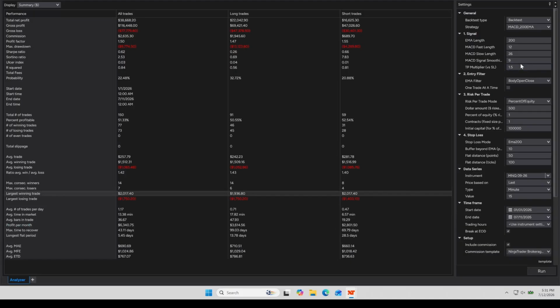But yeah, 1.5 I think is the best sweet spot. You can do lower if you want more in and out. That's what I would recommend. I think the 1.5 is best on the 15 minute. I use the 15 minute, and like I said, micro NQ.